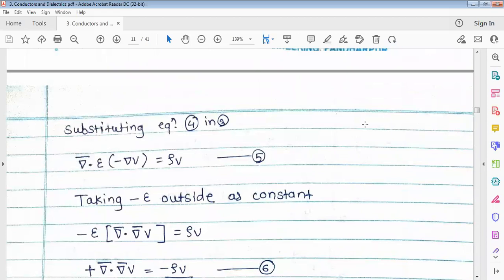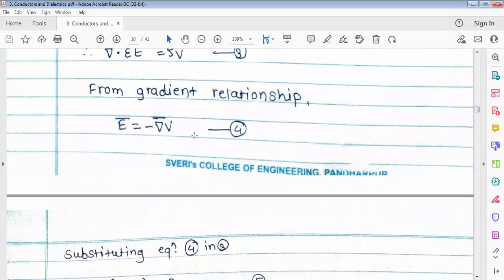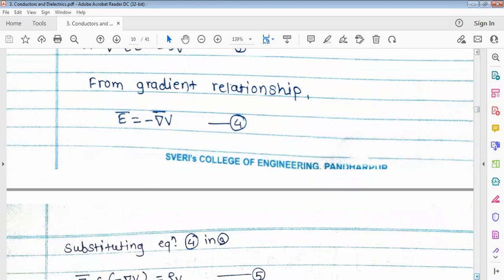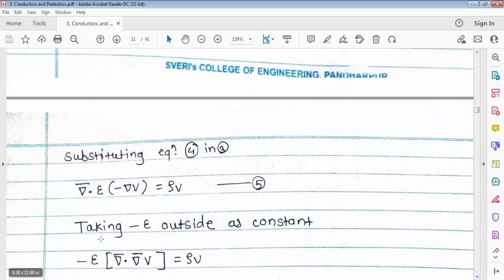What is our equation? This is E bar, right? We have seen the derivation for E bar. This E bar is equal to minus del into V, the potential gradient. That time we have seen this equation E bar is equal to minus del into V. So if I put this equation here, del dot epsilon into E bar, instead of E bar just put minus del into V. So the equation becomes del dot epsilon into minus del into V, that is E bar, is equal to rho V.